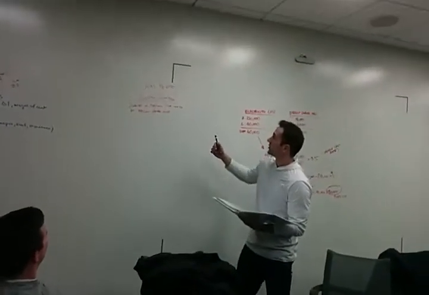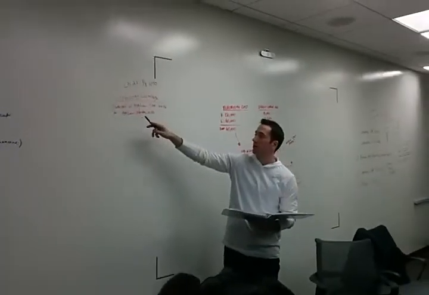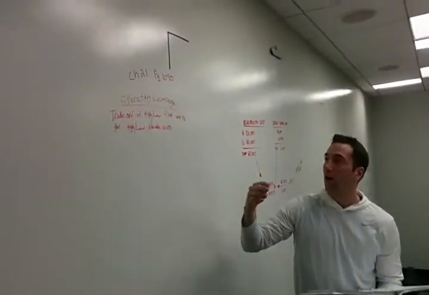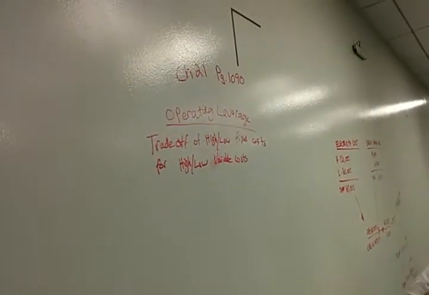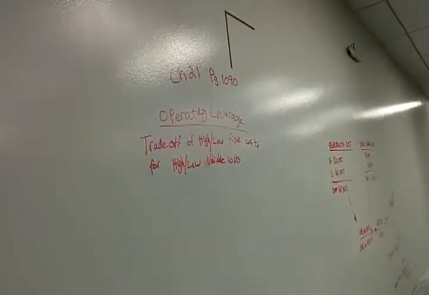This is basically what it is. So operating leverage, the definition is simply a trade-off of high fixed costs or low fixed costs for the opposite, high or low variable costs, right? It's kind of a simple process.